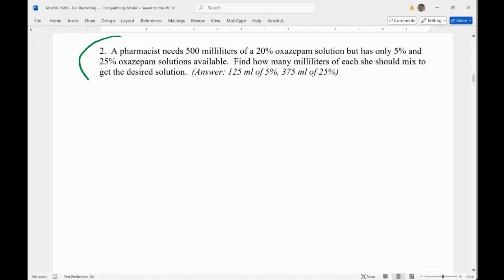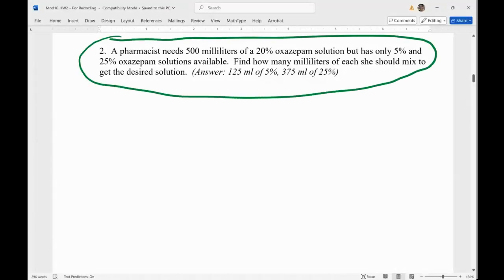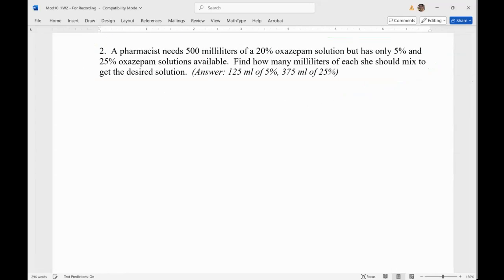Okay, now we're going to look at this problem. As always, pause the video, read the problem, and then restart the video. So this is what I call a mixture problem. A mixture problem, basically you have different things and you're mixing them together. Now before we start this, there's one complicated part of this that I think I should explain ahead of time.